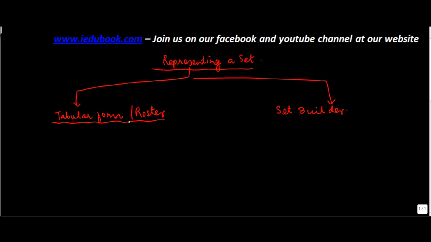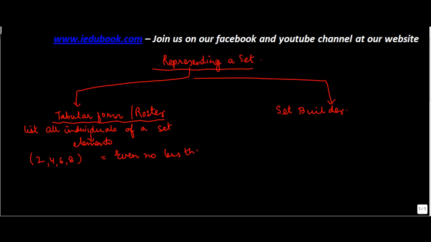Now a tabular form is basically when you list down all the individual elements of a set. And when I say individual, I mean individual elements of a set. So in our previous example, we saw even numbers less than 10. So what I do is I find out all the even numbers which are less than 10.